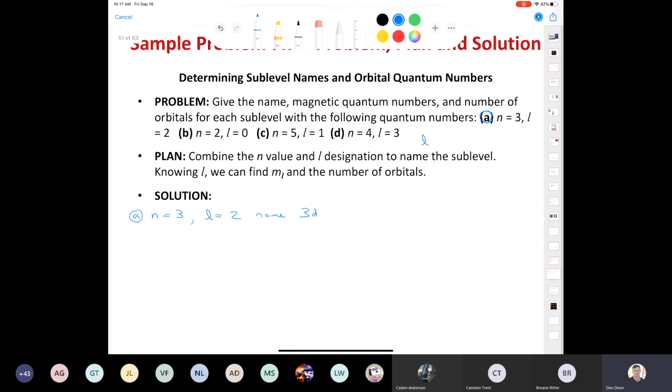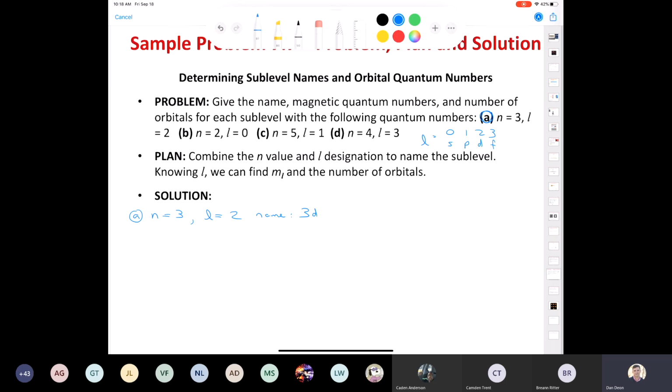Remember that when L is equal to 0, 1, 2, or 3: when it's 0, it's S. When it's 1, it's P. When it's 2, it's D. When it's 3, it's F. So if my L is equal to 2, that means that I have a 3d orbital.